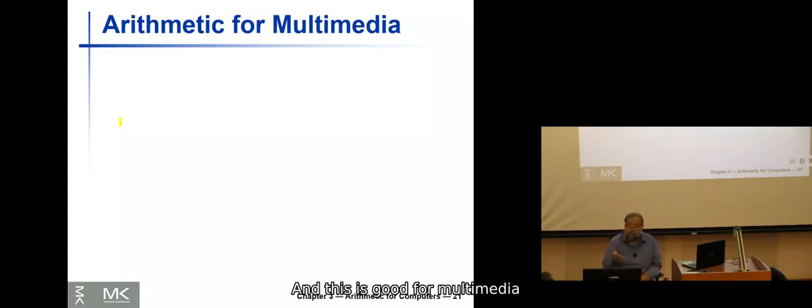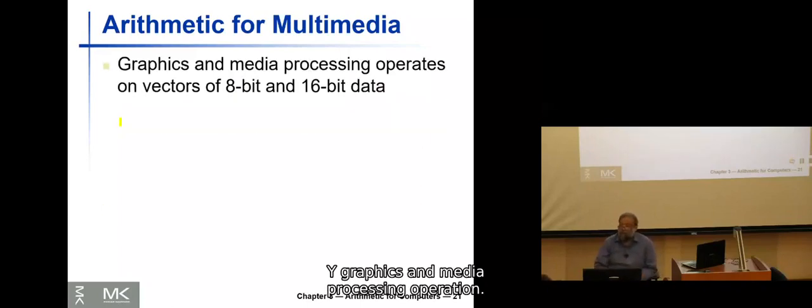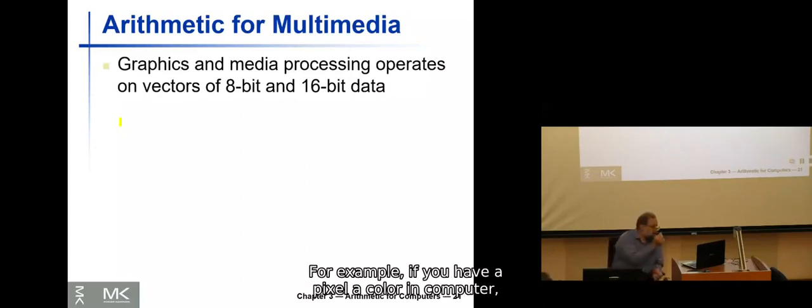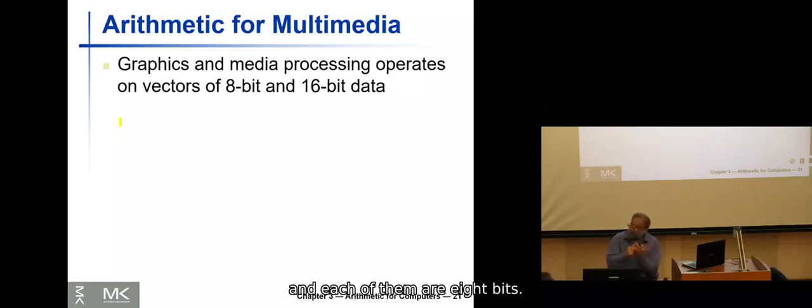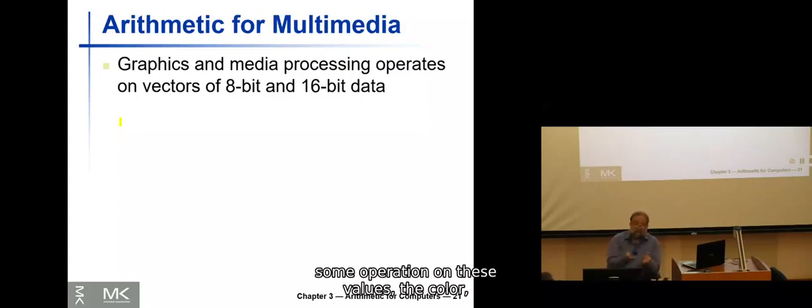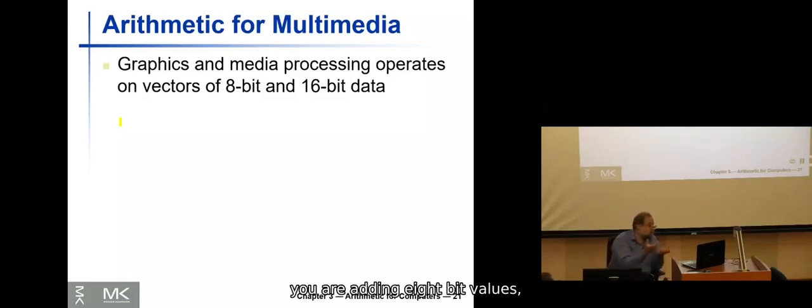And this is good for multimedia. Why? Graphics and media processing operations usually work on 8-bit or 16-bit data. For example, if you have a pixel, a color in a computer, it usually has 3 color values, RGB, red, green, blue, and each of them is 8 bits. Or it might have an intensity value, which again is 8-bit. When you want to do some operation on these values, the color of the pixels, you are adding 8-bit values, not 32-bit values.